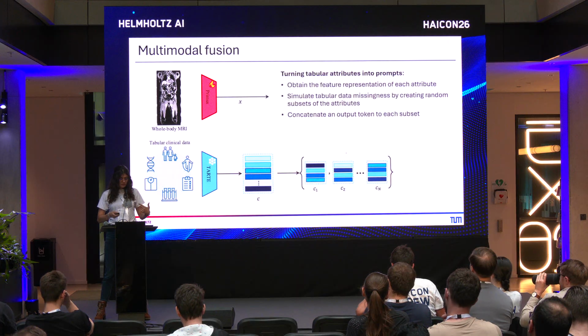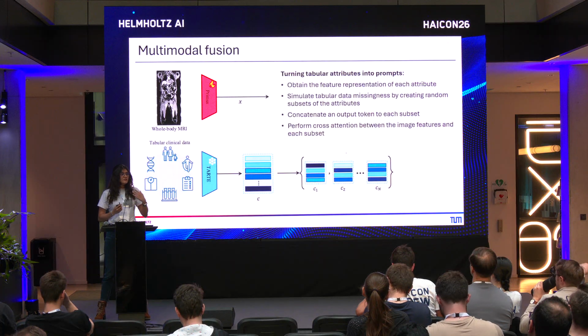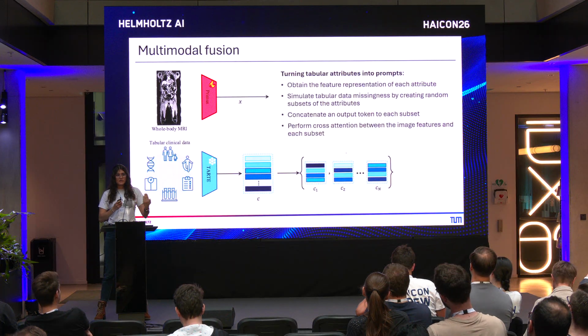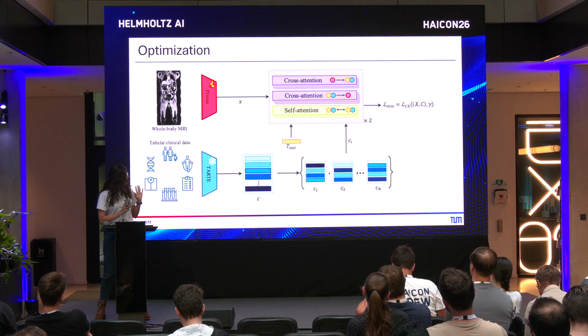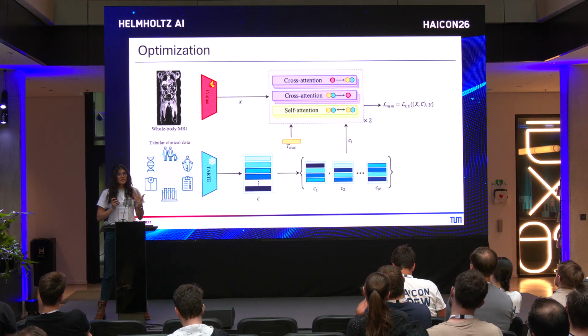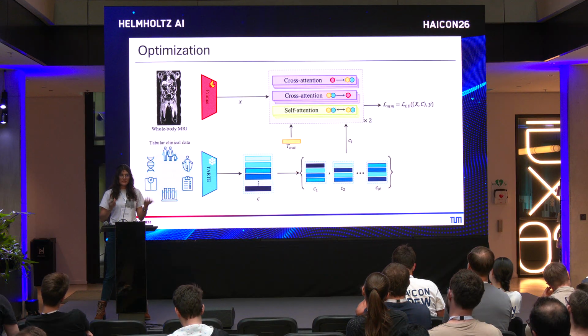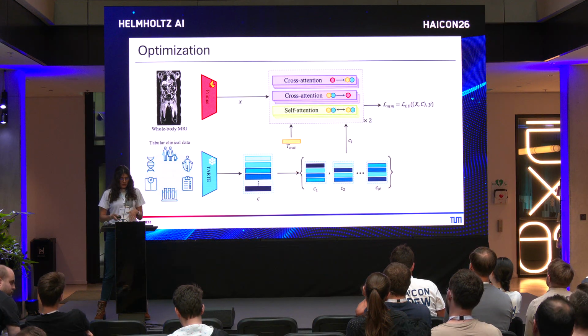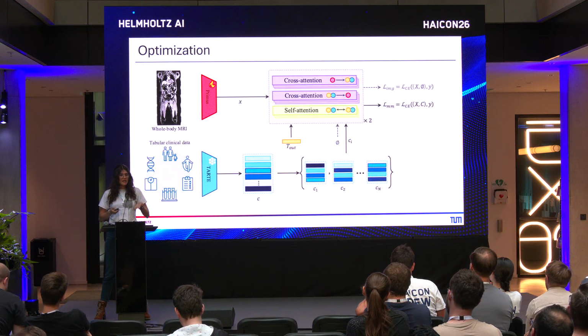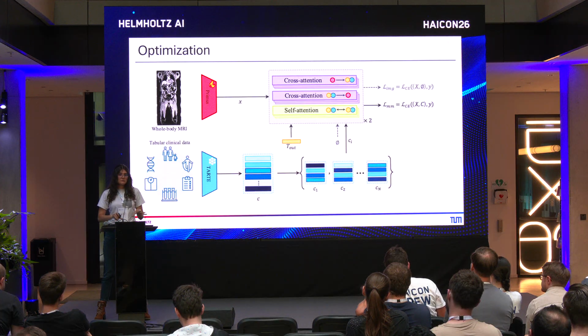So we create random subsets. To each one of them, we concatenate an output token, and then we just perform simple self-attention and cross-attention between both data sources, which looks kind of like this. And after that, we can calculate the standard cross-entropy loss with each one of the subsets. However, there is another possible case that we could face, which is the total absence of clinical tabular data. So we also simulate that one by just giving an empty set of prompts, and we calculate an image loss.